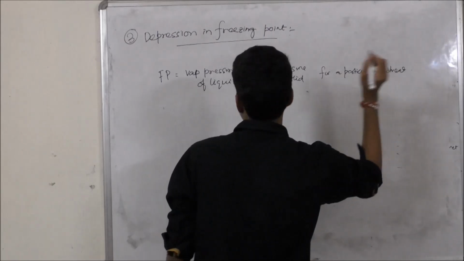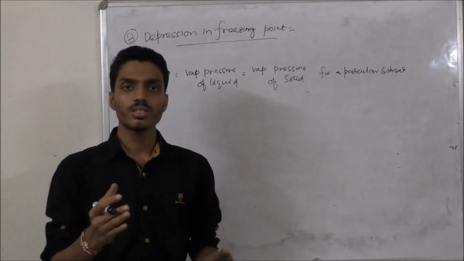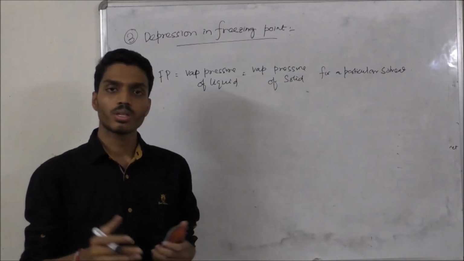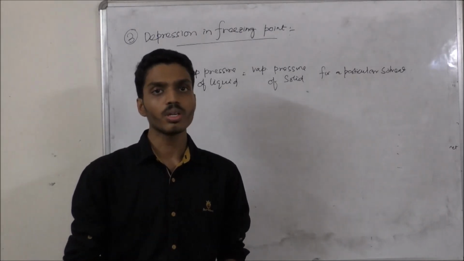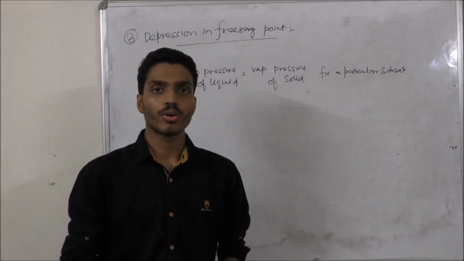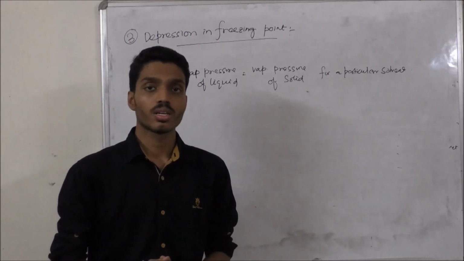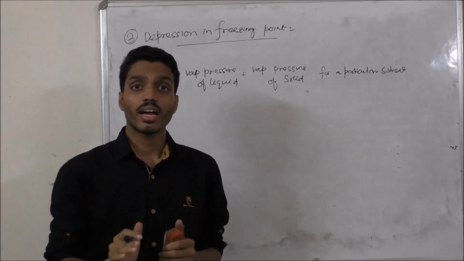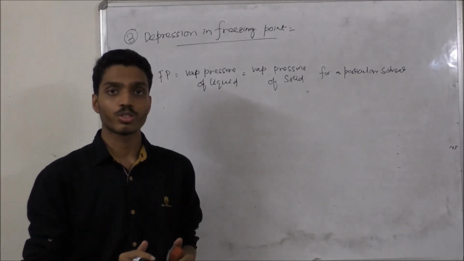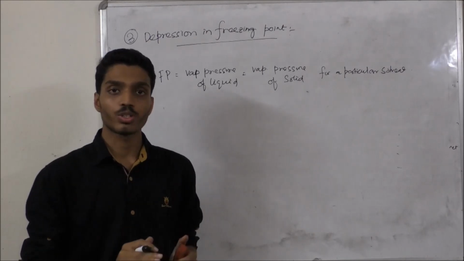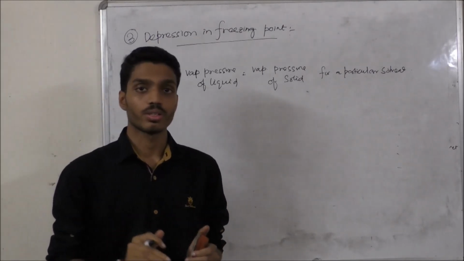solvent. We have already discussed that when you increase the temperature, the vapor pressure increases, and similarly when you decrease the temperature, the vapor pressure decreases. So for a liquid, when you decrease the temperature, vapor pressure also decreases. But another very important thing: when we go on decreasing the temperature below a particular temperature, the liquid solvent freezes.